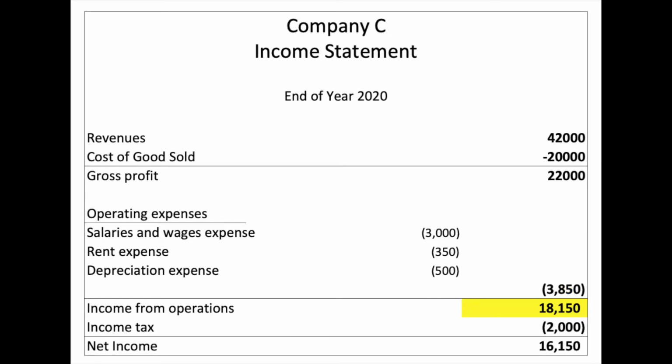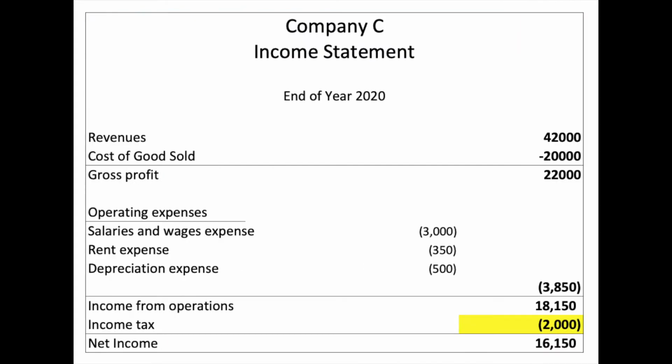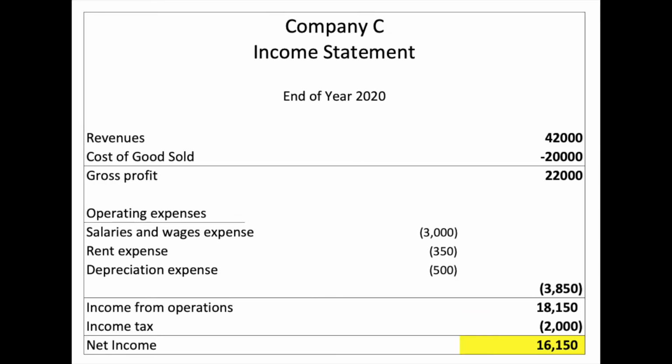Seventhly, gross profit minus operating expense equals income from operation. Eighthly, income tax is non-operating expense and it is part of income statement. Ninthly, net income is $16,150.